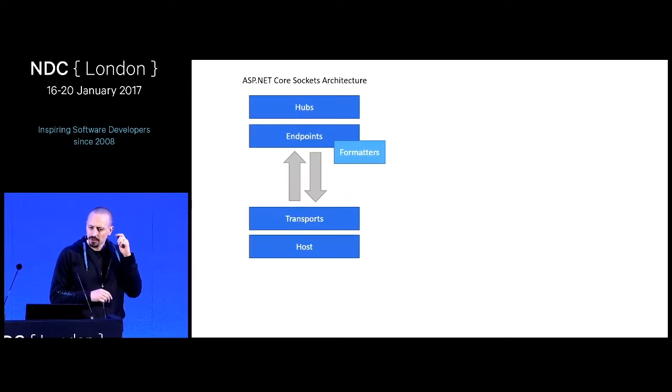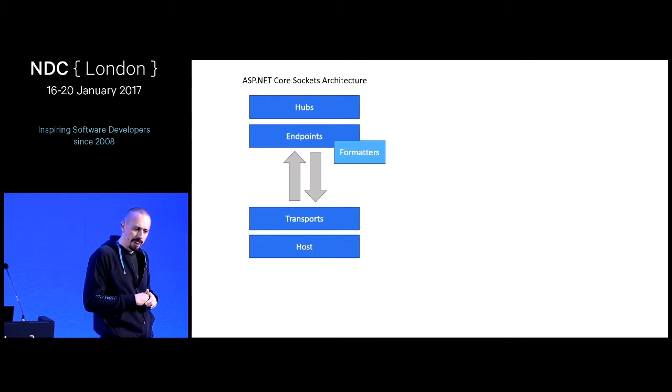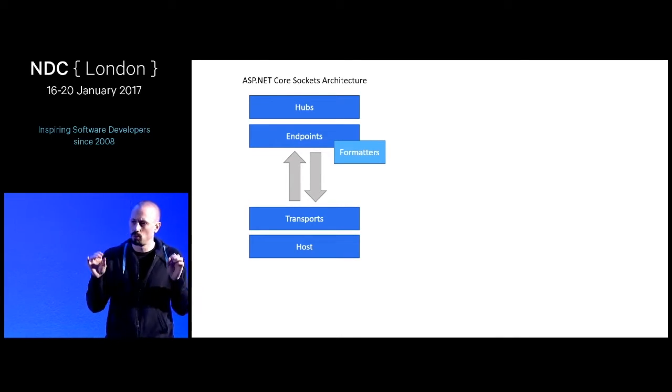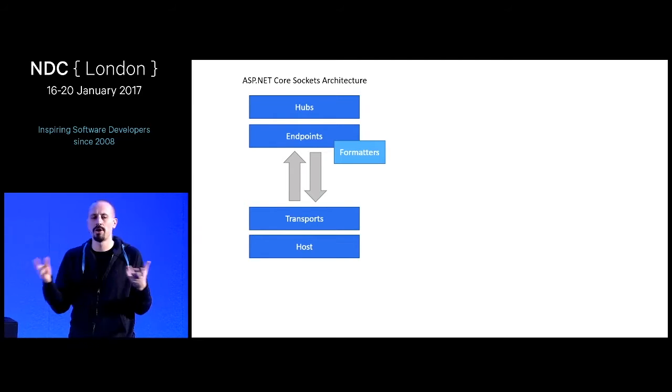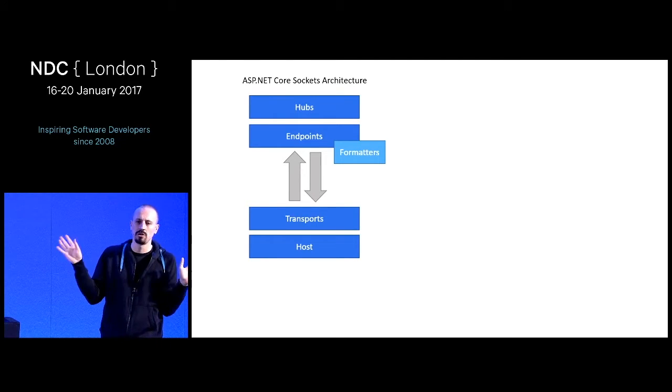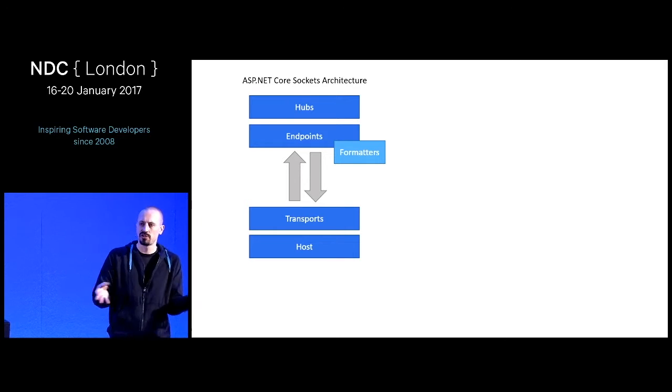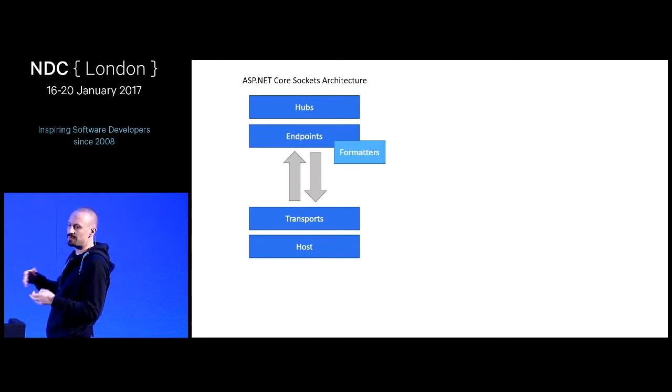So what does this look like? In this basic architecture for the low-level stuff, or ASP.NET Core sockets in general, right at the bottom you have a host. Everything else is host agnostic, really. Okay, someone is hosting you. Then you have transports.